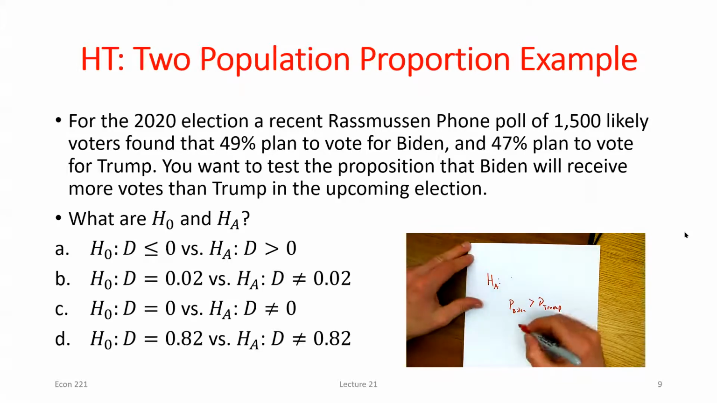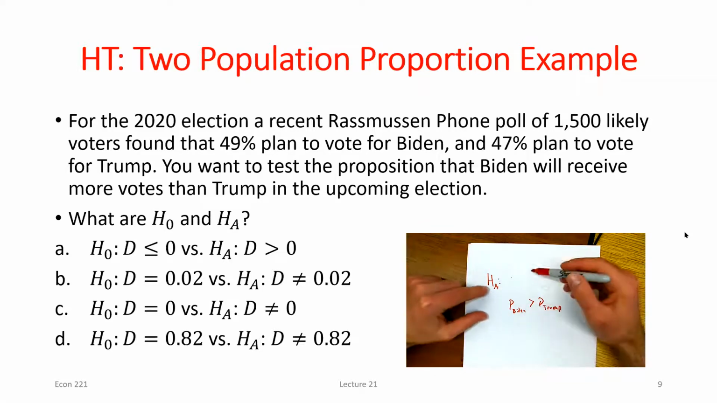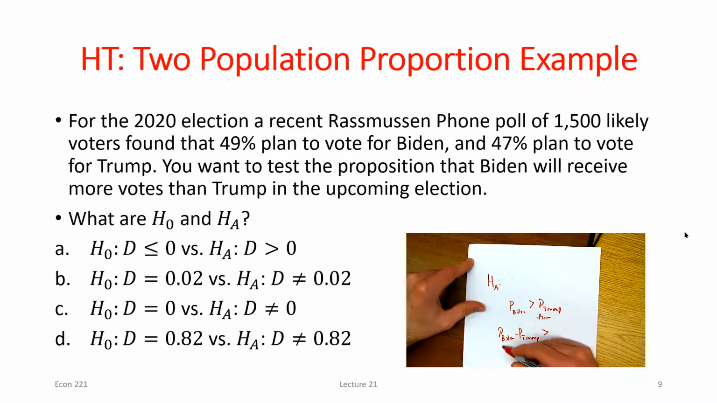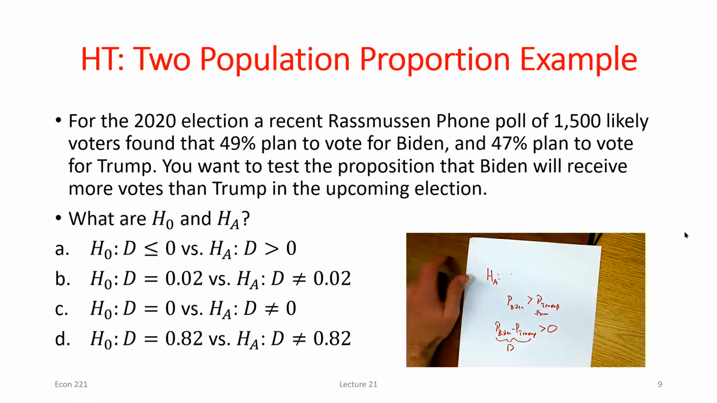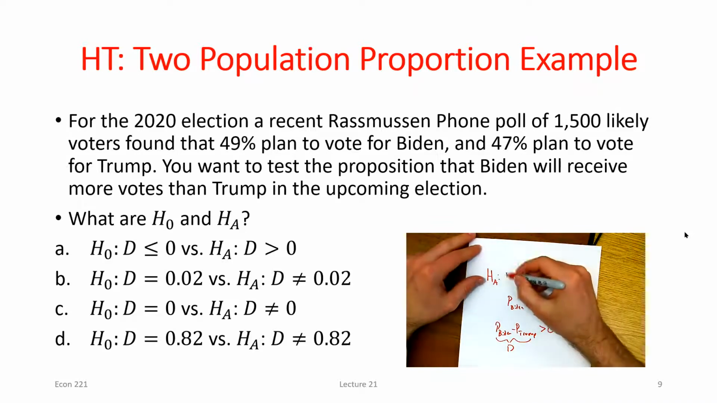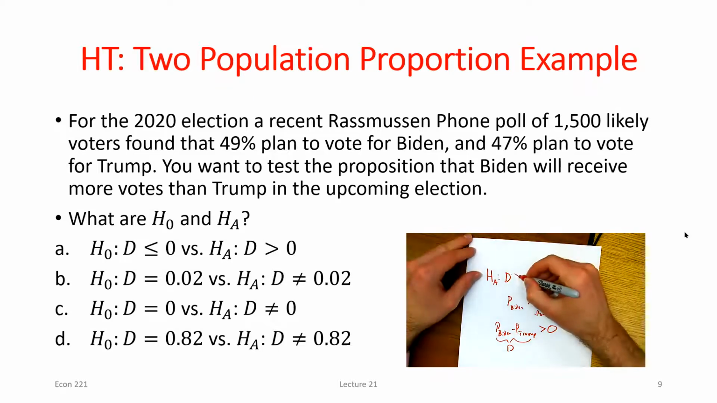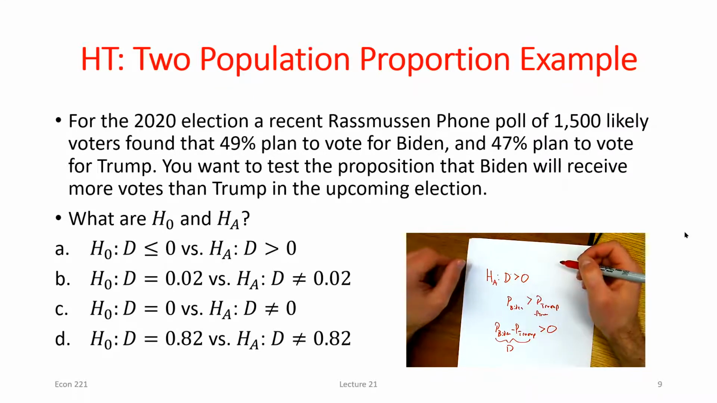So that's great, but when I write my alternative hypothesis, I need to have this difference. So if I subtract the probability of Trump from both sides here, what I'd end up with on the left is that true difference. What I end up with on the right is that it's greater than 0. So if I want to test whether or not Biden has a greater proportion than Trump, what I'm really saying is the difference between the two is something that's positive.